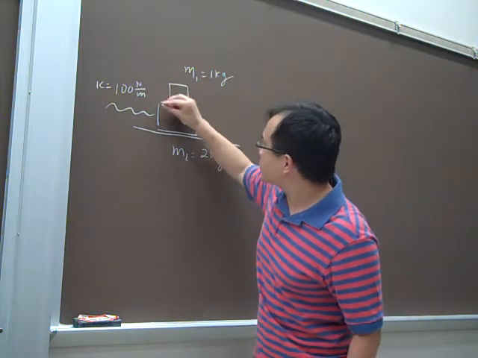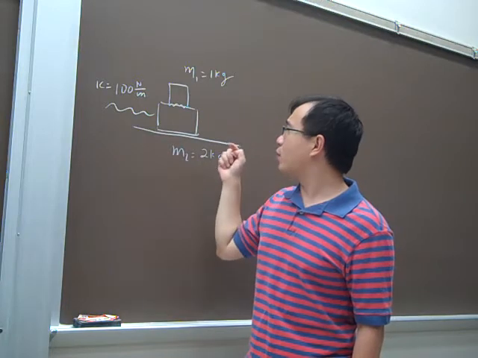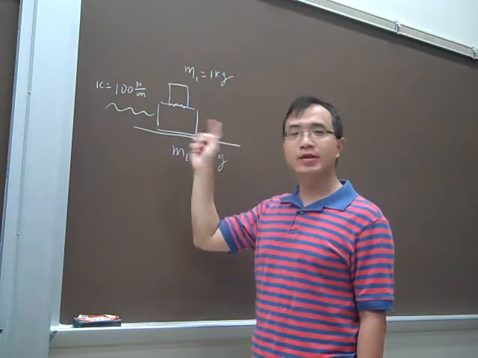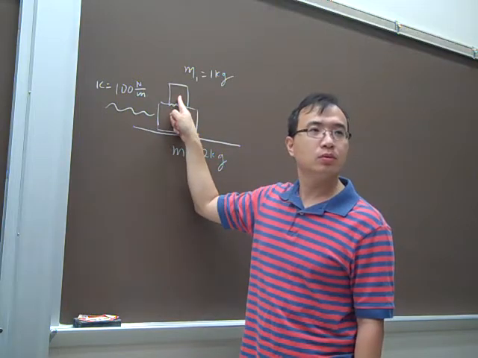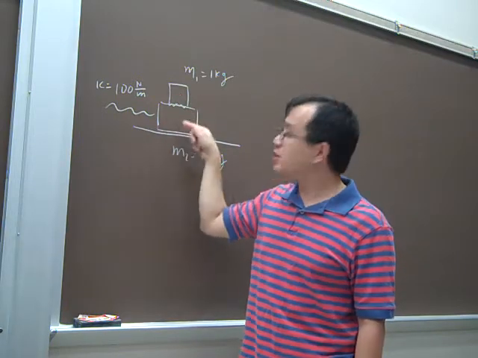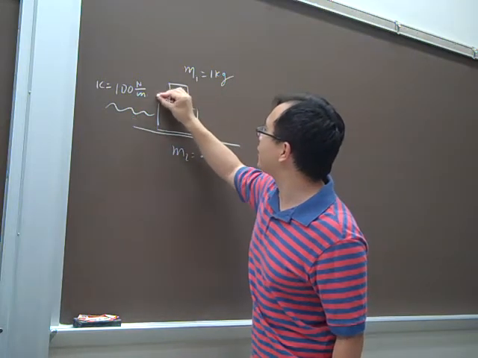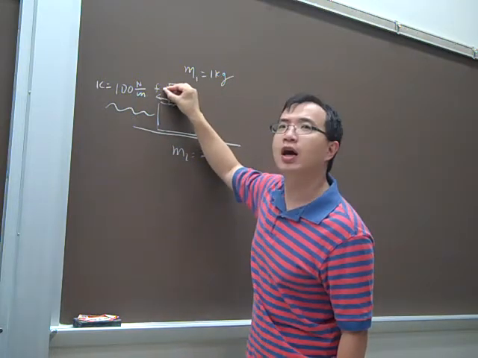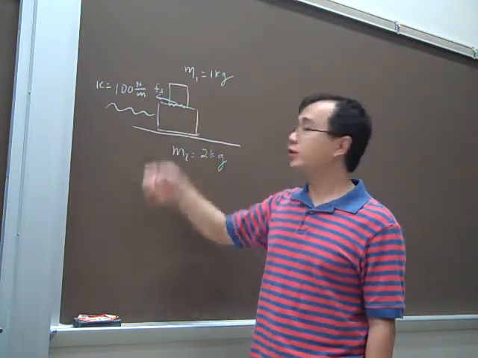But for this object, if you analyze, what force maintains the oscillation? It's the spring force here. Yes. But for this one, it's friction because it's not directly connected to the spring. So in fact, there's some friction. It's static friction. Yes. Okay, because there is no relative motion here.